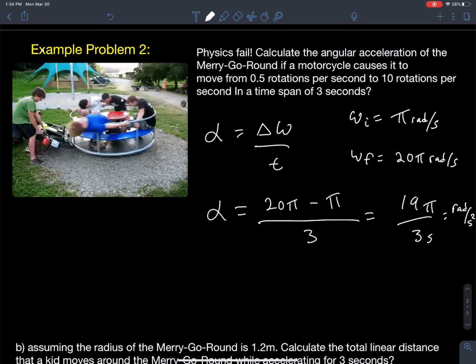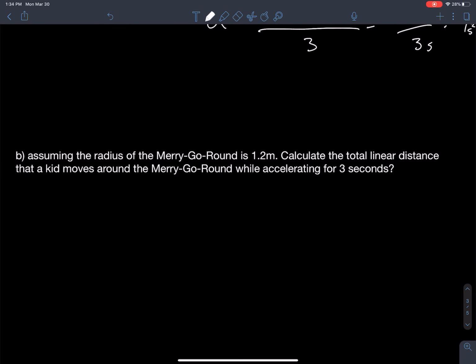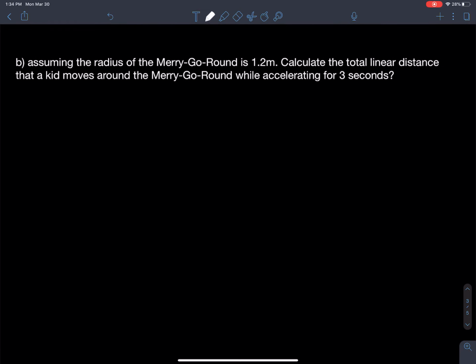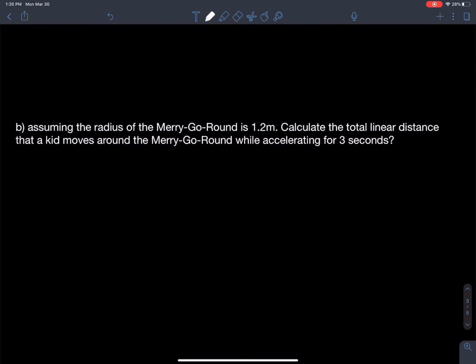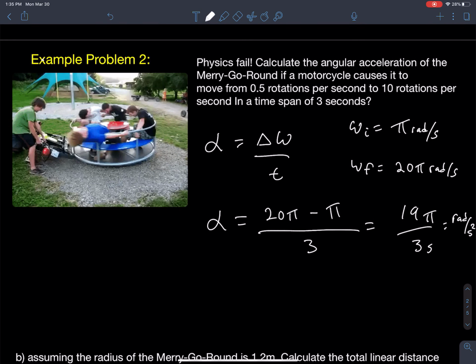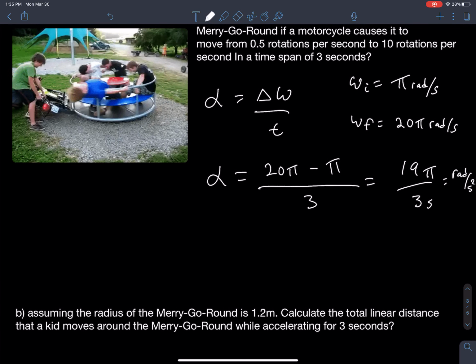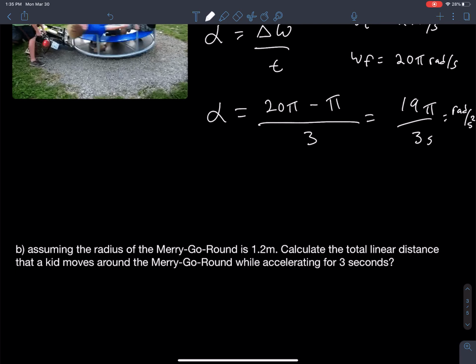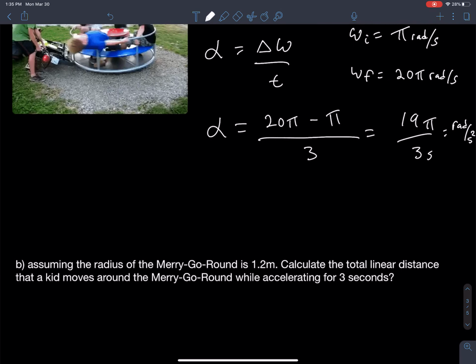Now, what does that mean for this guy? Assuming that the radius of the merry-go-round is 1.2 meters, calculate the total linear distance that a kid moves around the merry-go-round while accelerating for 3 seconds. So this is what I was talking about, how you have to apply those kinematics formulas. We have our angular acceleration, 19 pi over 3. And then what else do I have? You have his initial velocity. I don't have the final velocity because this is a different time frame.